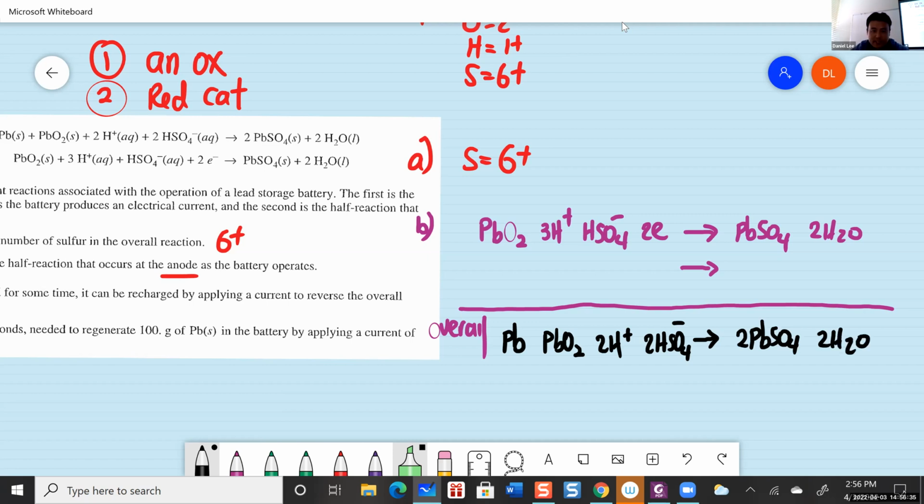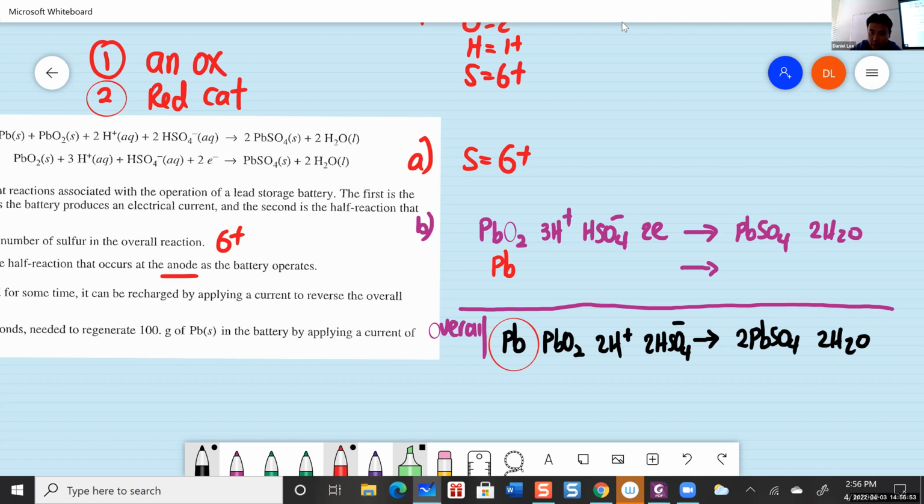So you just see what is missing. For example, I need Pb. So I know it has to have Pb on the left side, okay? And PbO2 I already have. Does that make sense? Okay. And also, what else do you have? Do you see the H plus?